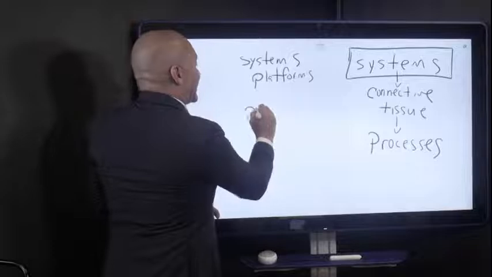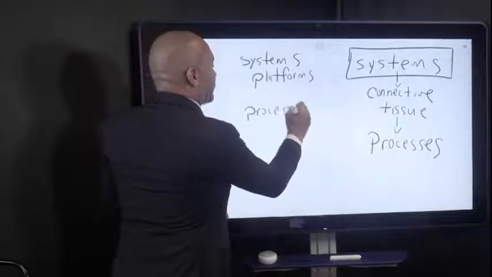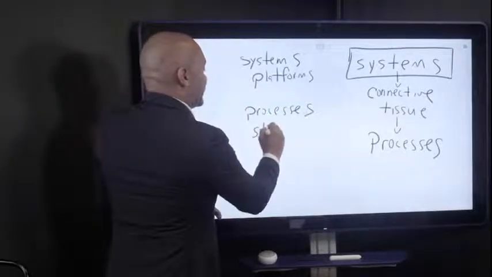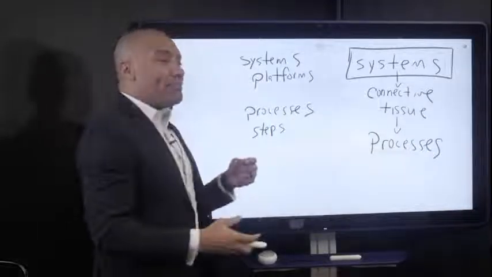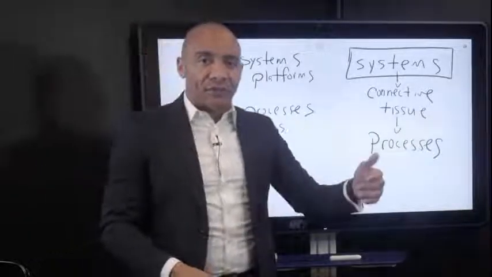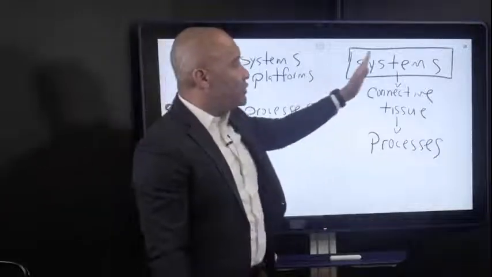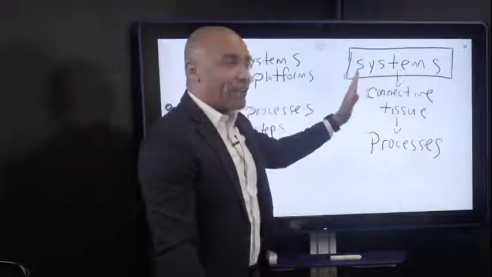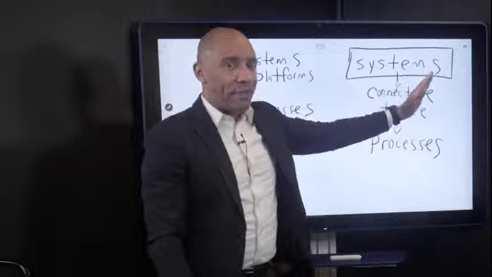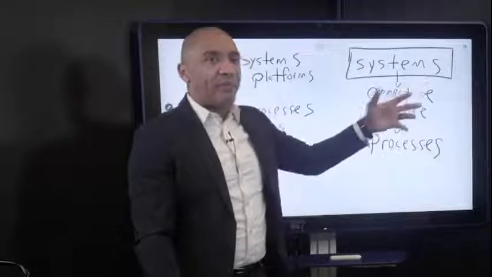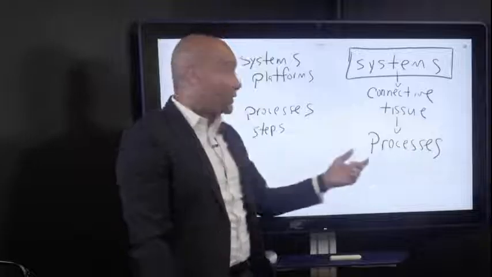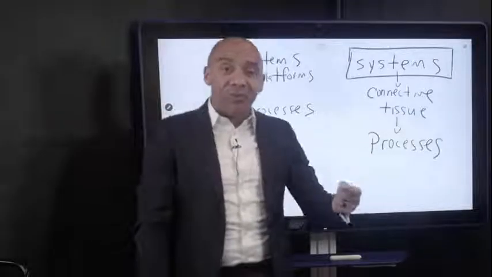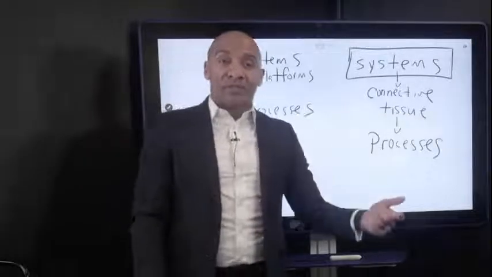Okay, these are platforms that house information. Okay, your processes, on the other hand, are steps that you use to measure your results. So that means whatever I'm doing or whatever information that I want to house in my systems, that information needs to be connected to certain processes or steps that I'm using to measure my results.